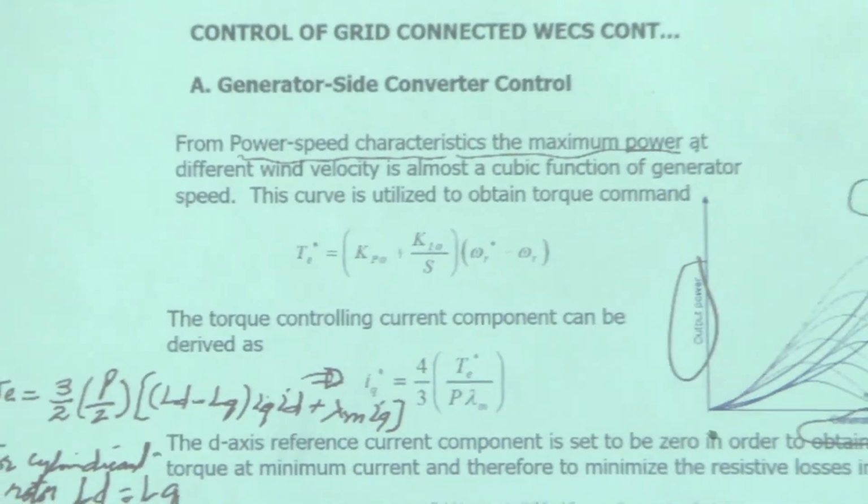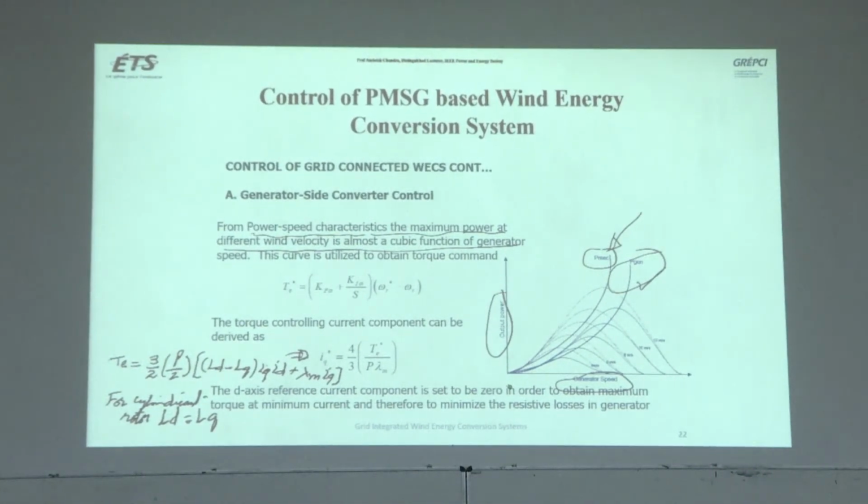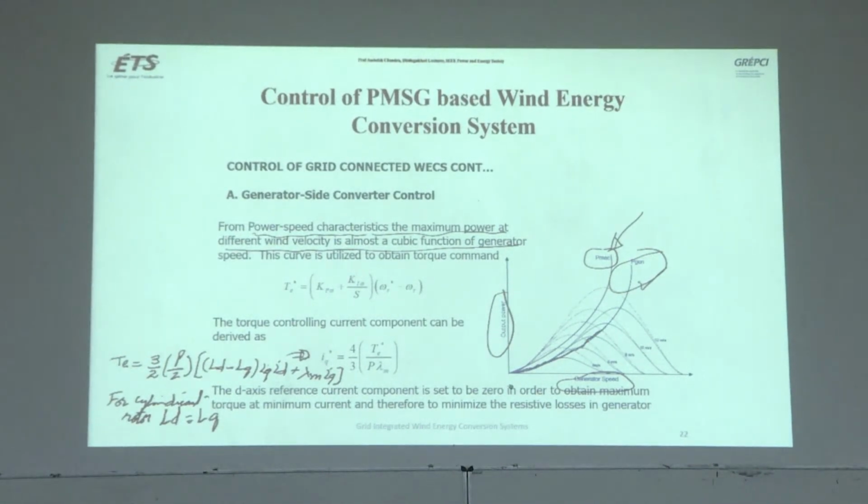So from the power-speed characteristic, the maximum power at different wind velocities is almost a cubic function. This is what we are seeing: the cubic function of the generator. This curve is utilized to obtain the torque command. Suppose we say, okay, this much power, this is the maximum power point.